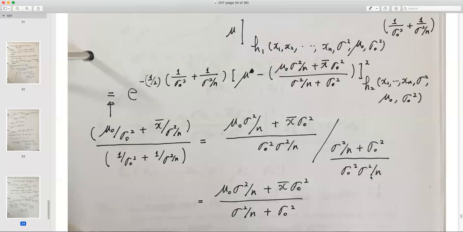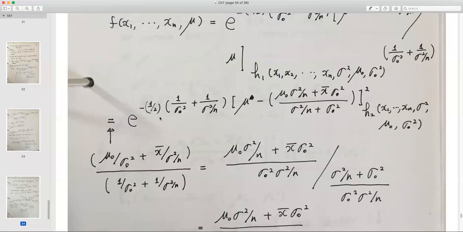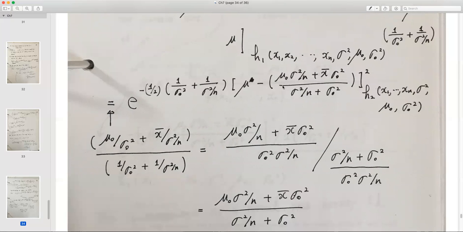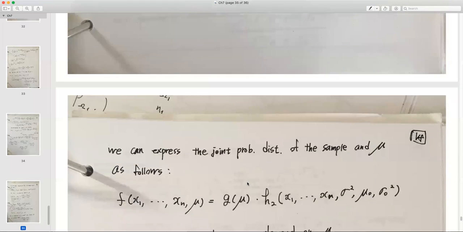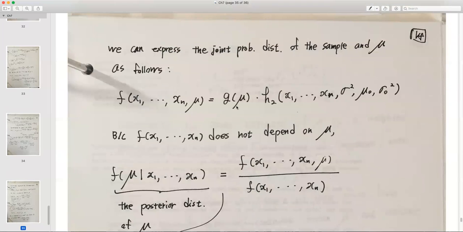Okay, right. So now see that this is the joint probability distribution of the sample and mu. And now we see that this one is a mean, and this is the sigma square, I mean the variance. So in the joint probability distribution of sample and mu, the mean is this, and the variance is this. And see that mu zero, right there, this one. Okay, so this is the mean.